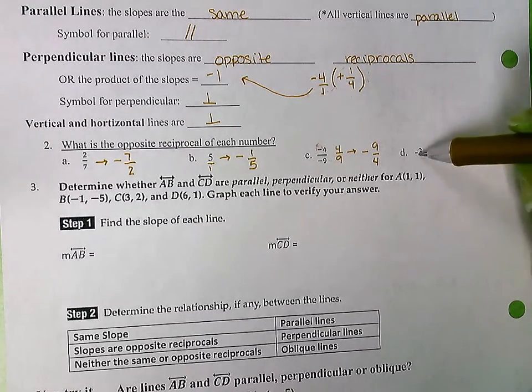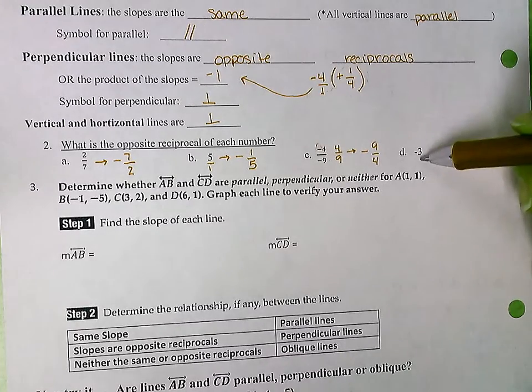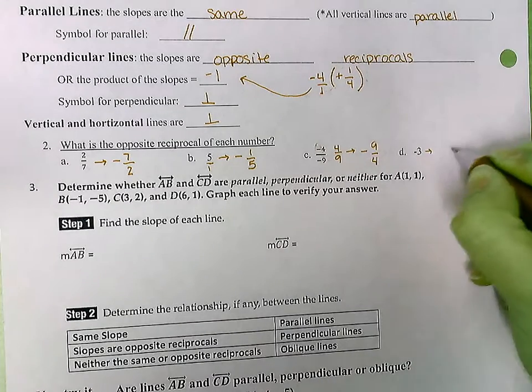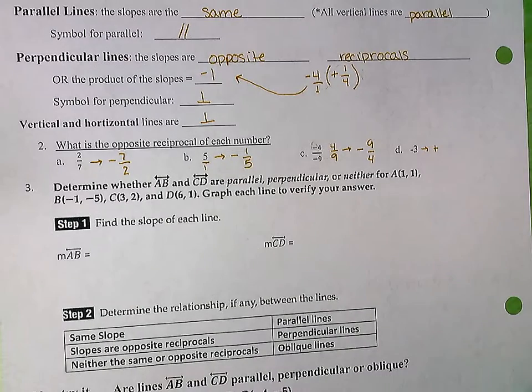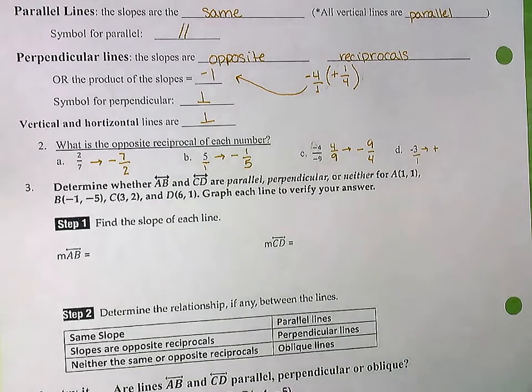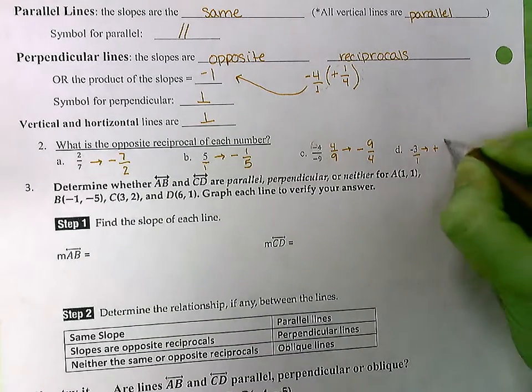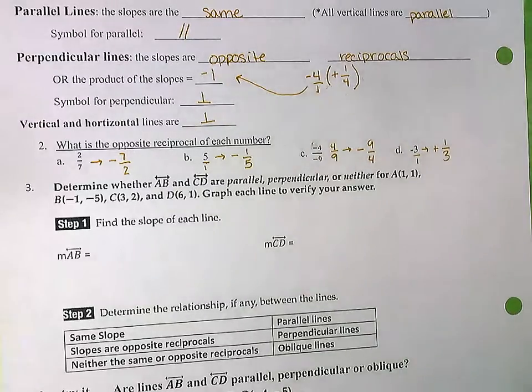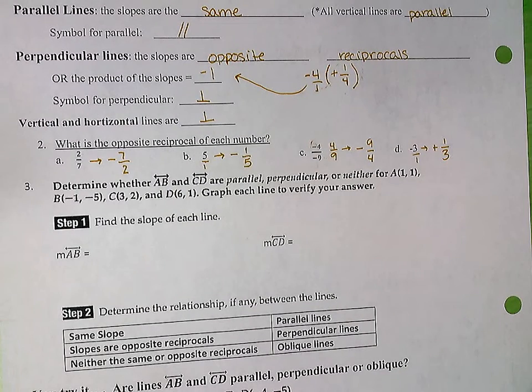Last one, I have a negative. Take the opposite, so now it's positive. You don't have to write the plus. I'm just going to so you see what's going on. This is 3/1. I need to take that reciprocal, so now it's 1/3. Make sense? Yes.